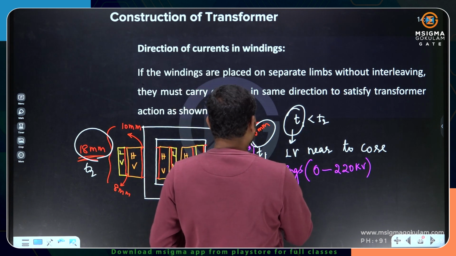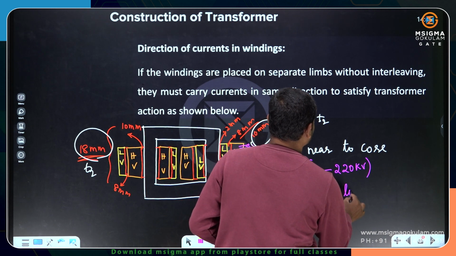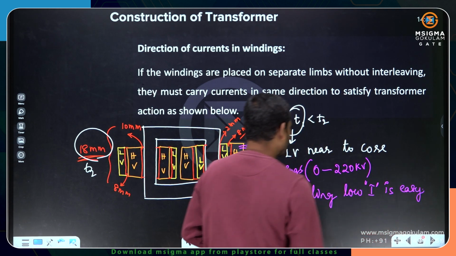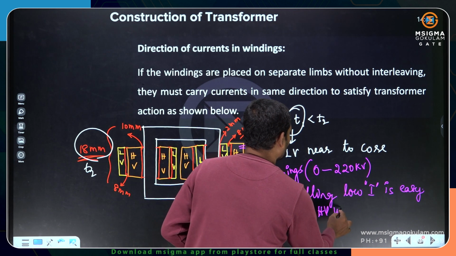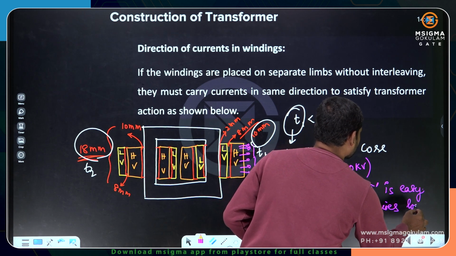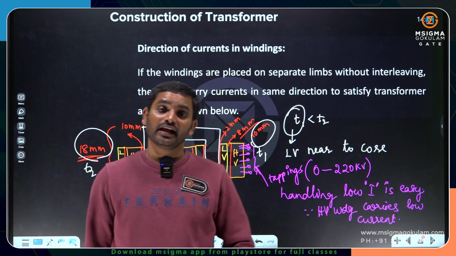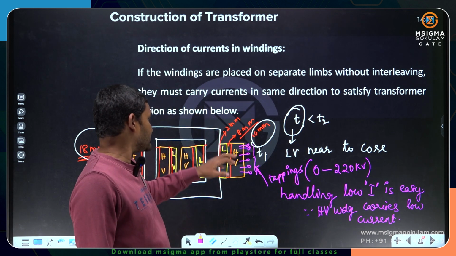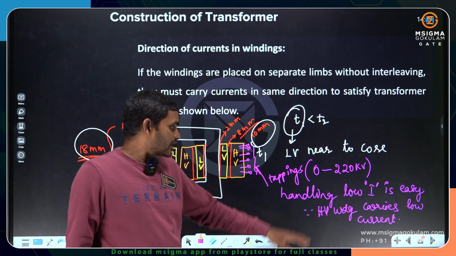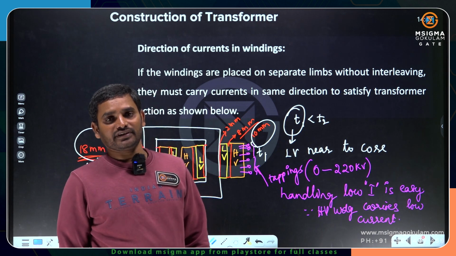Handling low currents is easy, since the high voltage winding carries low current and the low voltage winding carries high currents. If you place the tappings on the low voltage winding, whenever you change the tappings, it will experience huge sparks. You don't get sparks on the high voltage winding when you are changing the tapping.